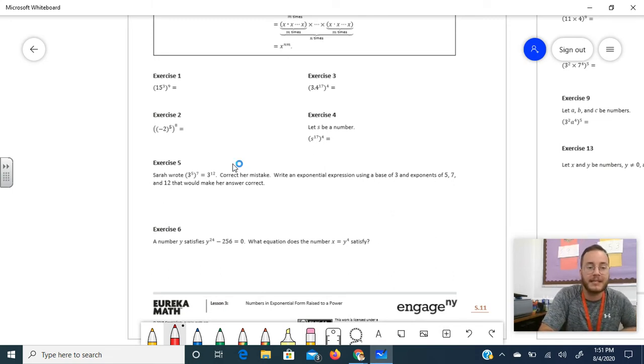Alright, so I have 15 to the 3rd power raised to the 9th power. I know that I have an exponential form raised to the 9th power. This is the same thing as saying 15 to the 3rd power times the 9th power.